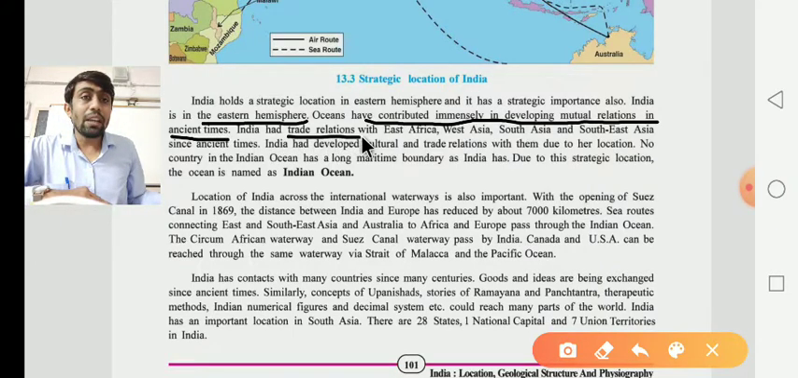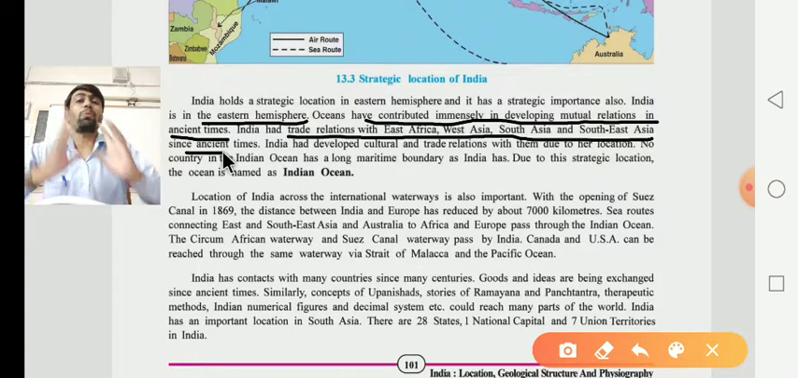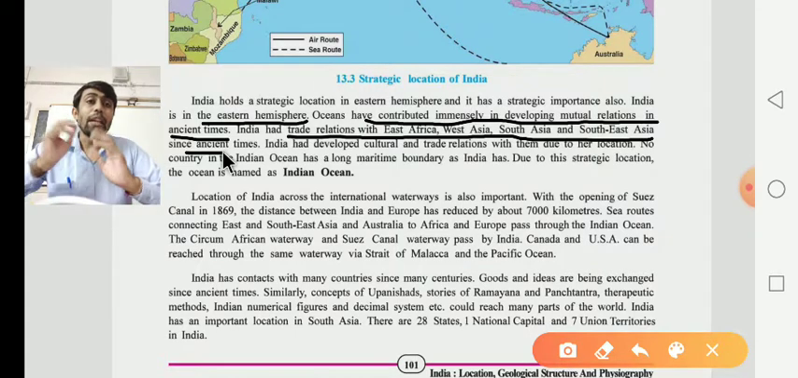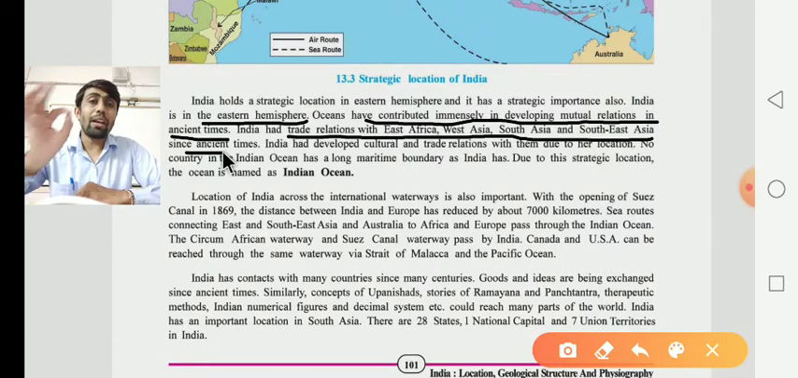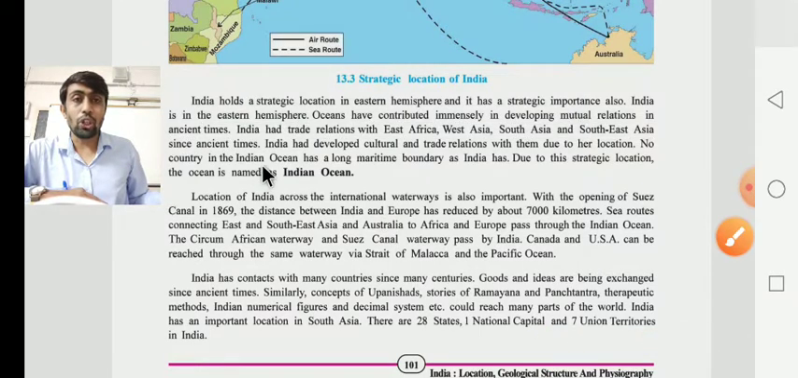India has had trade relations with East Africa, West Asia, South Asia and Southeast Asia since ancient times, and that's why we can say that from ancient times we have had relationships with other continents also. You can take the example of East Africa, West Africa, South Asia, Southeast Asia. From ancient times we have done transportation through the sea route. India developed culture and trade relations with them. Due to her location, no country in the Indian Ocean has as long a maritime boundary as India has.